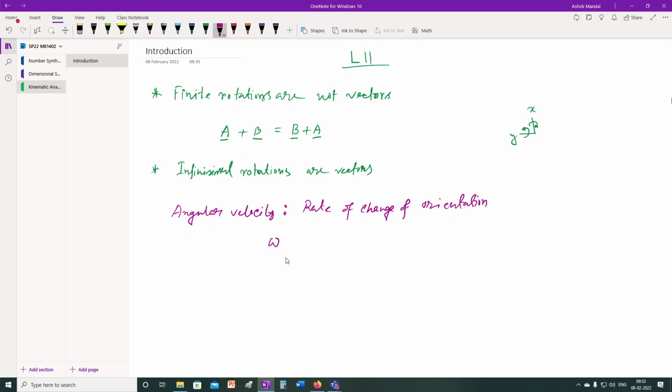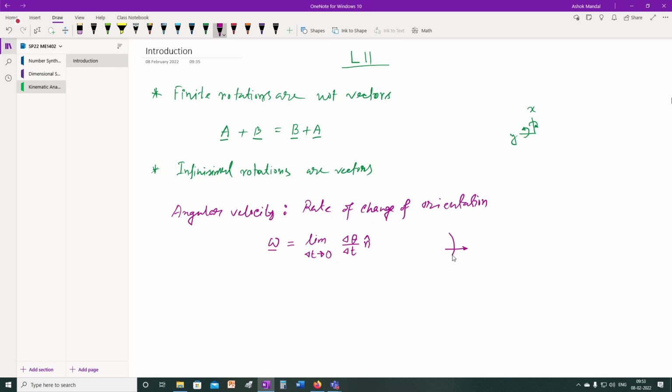So the rate of change of orientation is called the angular velocity. Generally we designate it with the letter omega, and angular velocity is actually a vector which is defined as, in the limit delta t tends to 0, the change in orientation, and it has a direction. So it has two parts. This whole thing is a scalar part, and this gives you the direction.